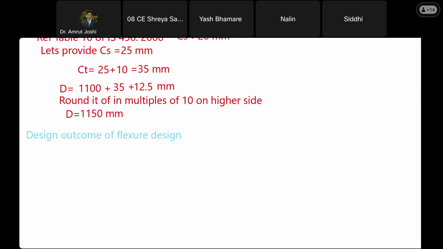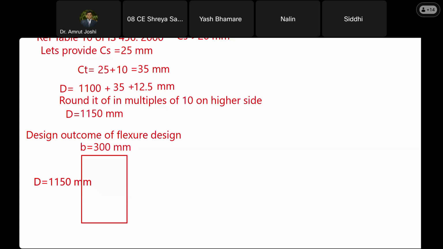I'm going to provide a beam of width 300 mm. So B equal to 300 mm. Happy? Yes, sir. I'm going to provide a beam of capital D equal to 1150 mm. Happy? Yes, sir.